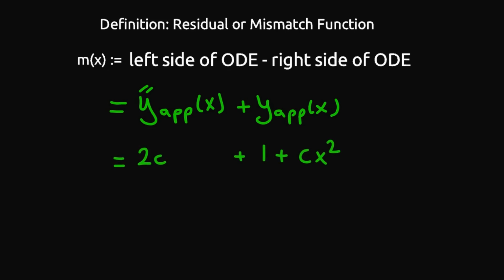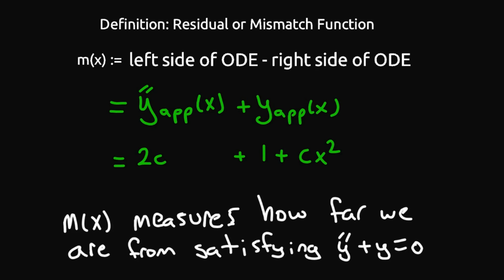Here's how I want you to think about this function m of x. It is a way to measure how much we failed to solve the differential equation. For example, if we had a solution to the differential equation, then m of x, our mismatch function, would be 0. If we don't have a solution, it spits out a number telling us how far we are from being 0.